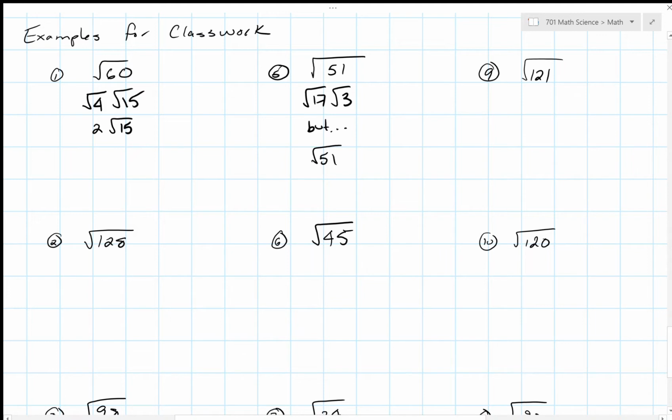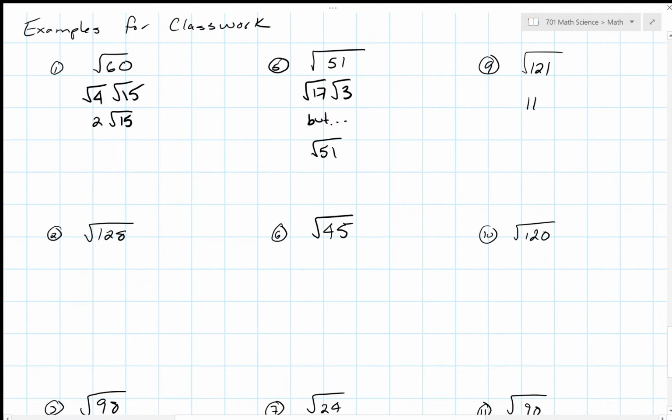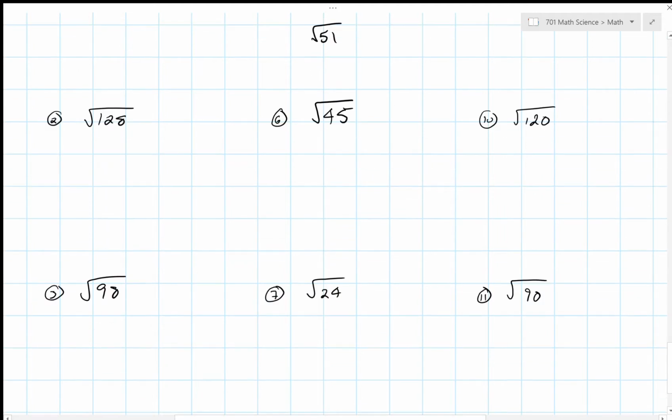It's already factored. Root 121, well, you should look at it and say, oh, why'd Dave put that one in there? Oh, it's a perfect square already, so the square root of 121 is 11. Now we get to problem 2 in this order.